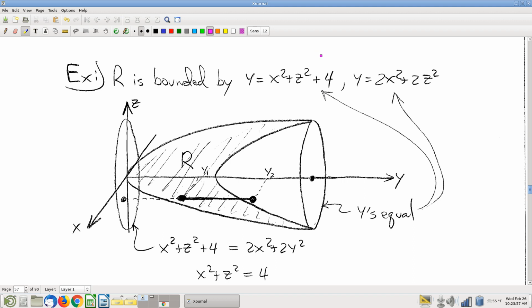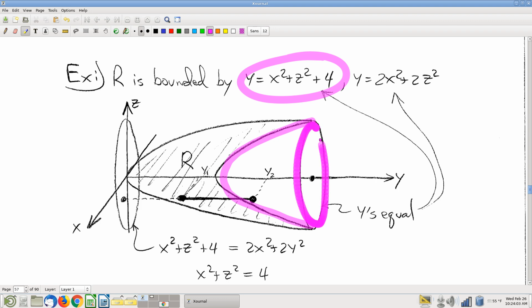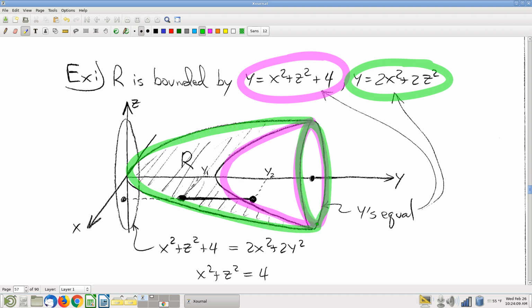I keep circling the wrong thing. There we go. This is a paraboloid that looks kind of like that, and this is a paraboloid that looks kind of like that. And so the R that's bounded by those is going to be tough to draw, but it's this thing. It's in between them.